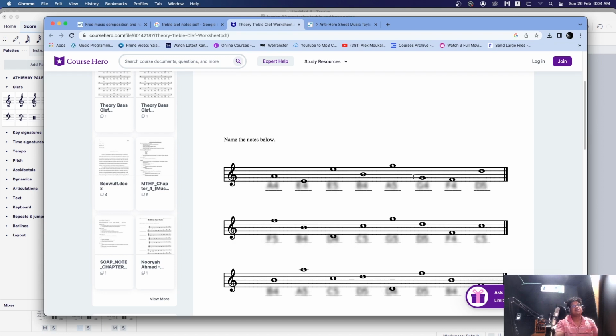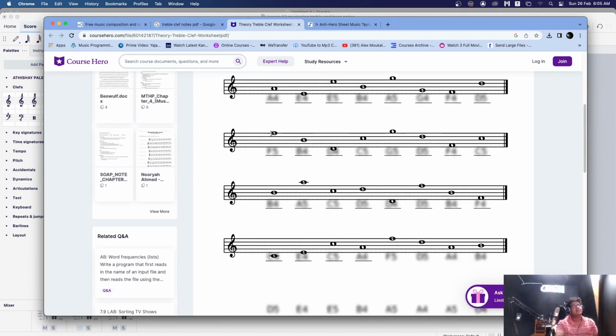So let's finish this. What is this? G. What is this? F. What is this? D. What's this? Fifth line. Every good boy does fine. F. Third line, B. So here comes the D.